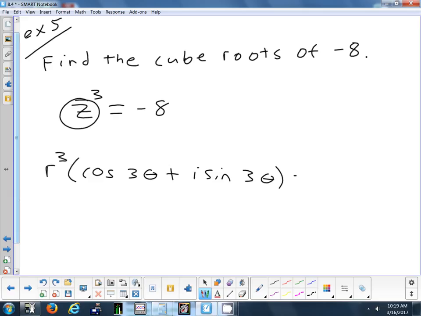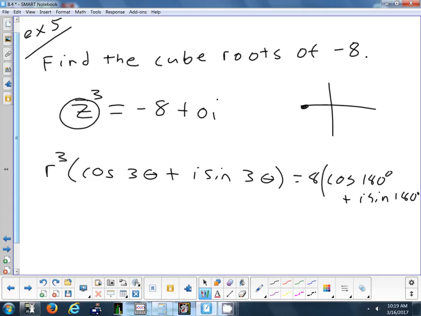Okay, now on the other side, we need negative 8 in trig form. How would I graph negative 8? To the left, 8. So what's my radius? 8. Radius is still pretty easy because you're on an axis. We haven't had to use inverse tangent yet. Cosine of, what's my angle? 180. 180 plus i sine 180.